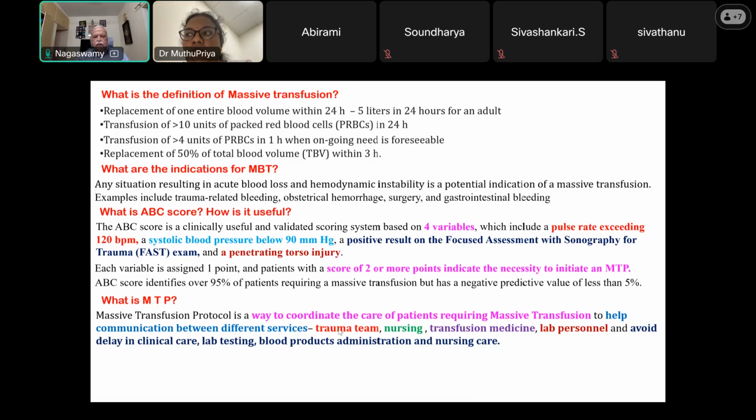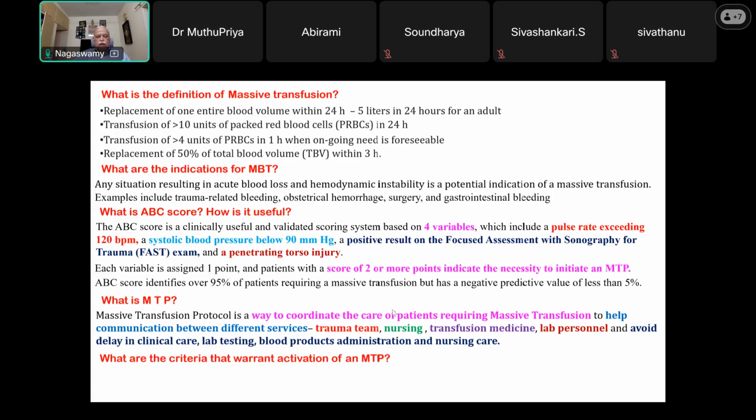Next, what is the massive transfusion protocol? It coordinates the care of patients requiring massive blood transfusion when their bleeding is more than 30% of your total blood volume, and it helps in good communication between different service teams: the trauma team, the nursing team, the transfusion medicine, lab personnel. It avoids delay in clinical care, lab testing, blood products administration and nursing care. All these things are achieved by following the so-called massive transfusion protocol. So it is nothing but a way to coordinate the care of the patients who require a lot of blood transfusion because of heavy hemorrhage.